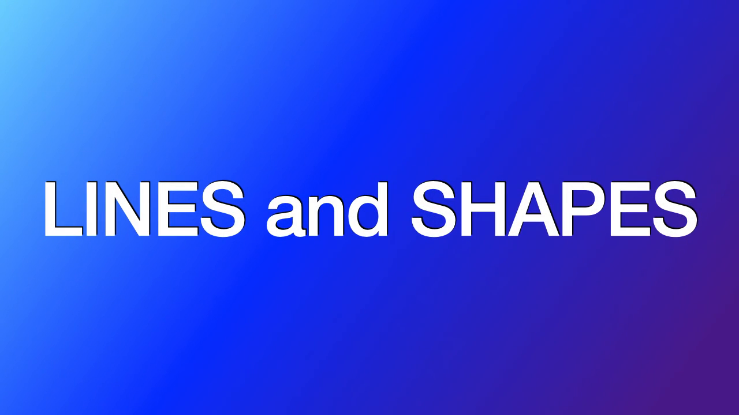Today you are going to be learning about lines and shapes, one of our elements of art. There are actually 7. Today we're going to talk about the first 2.